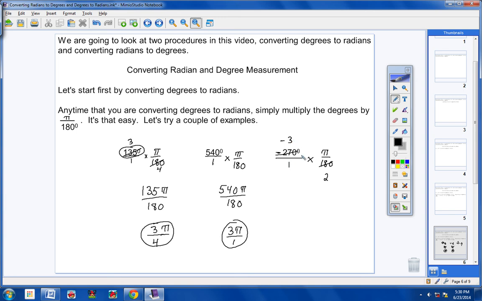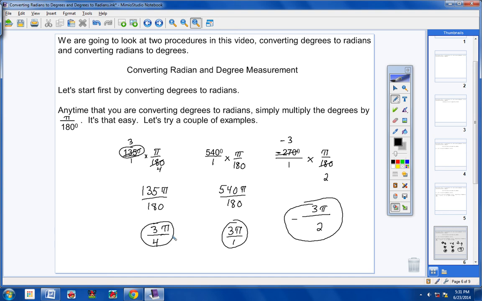Okay, so we have negative 3 times pi. That's negative 3 pi. And then 1 times 2 is 2. And of course, really, I would encourage you to write the negative sign out front right here. And there we go. Negative 270 degrees is the exact same thing as negative 3 pi over 2. 540 degrees is the exact same thing as 3 pi. And 135 degrees is the exact same thing as 3 pi over 4. Okay, pretty simple. So that is how you convert degrees to radians.